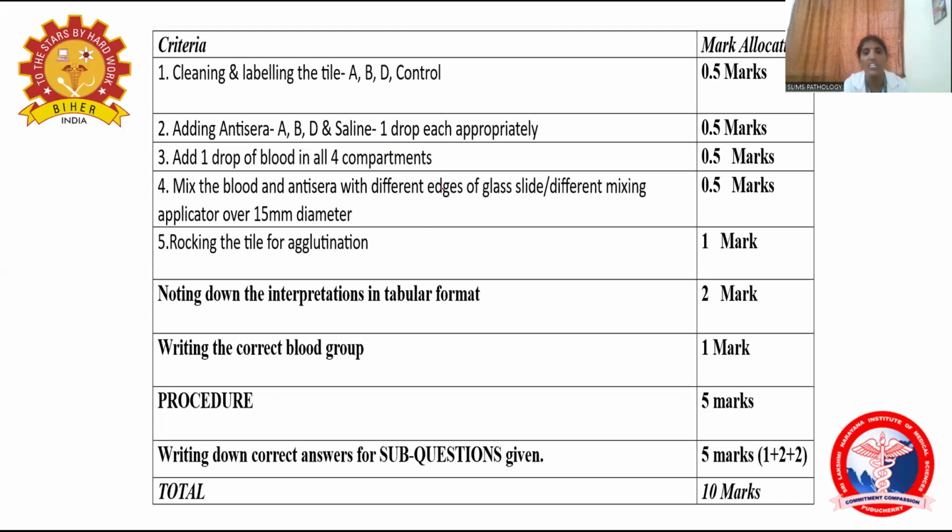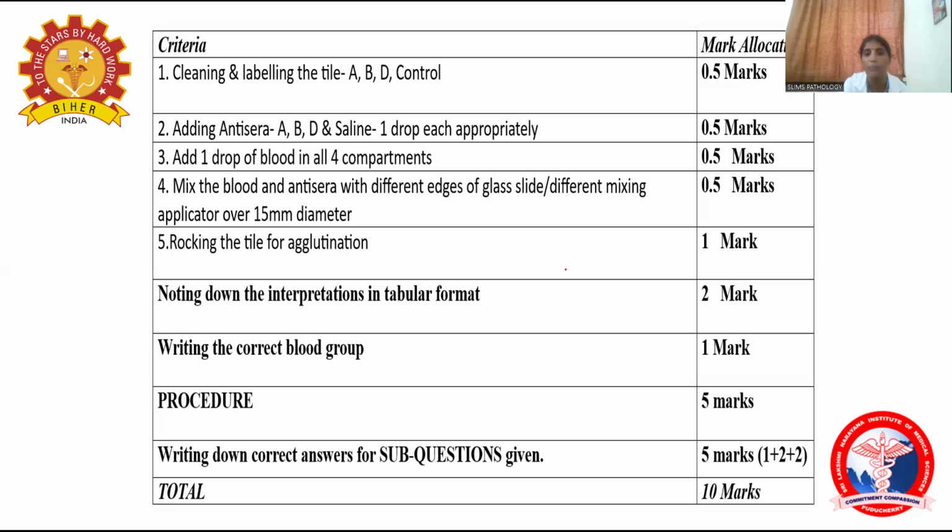Mix the blood and anti-sera with different edges of a glass slide. Sometimes they will provide you with an applicator stick, so you should use one end of the stick for one mixing and the other end for another mixing. Sometimes they can keep a glass slide which has four corners, so you can use that also, which is again 0.5 marks. The mixture has to be spread over a 50 millimeter diameter. Rocking the tile is another 1 mark, because the final agglutination will be better appreciated if you rock the tile.